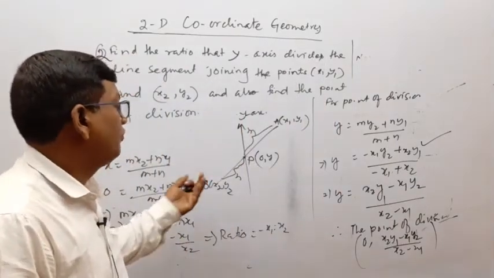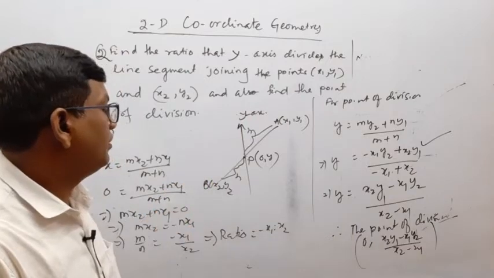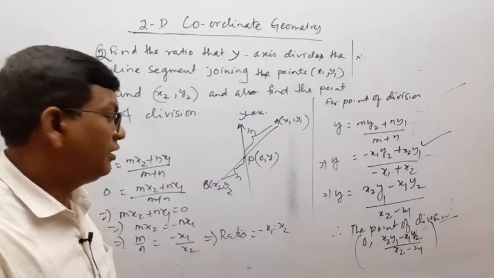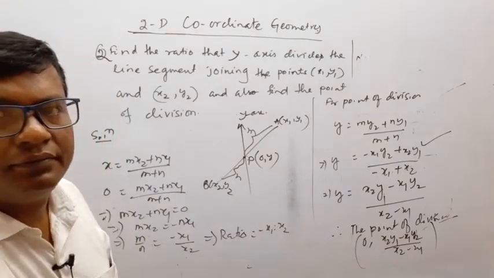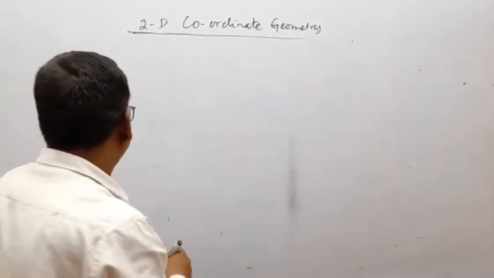For short questions we will apply the direct formula. The ratio is minus x1 is to x2 and the point is 0 comma (x2 y1 minus x1 y2) divided by (x2 minus x1). Use this formula. Shortcut.